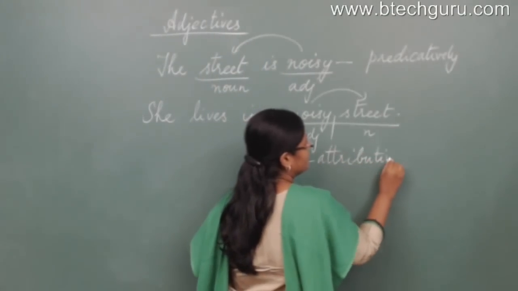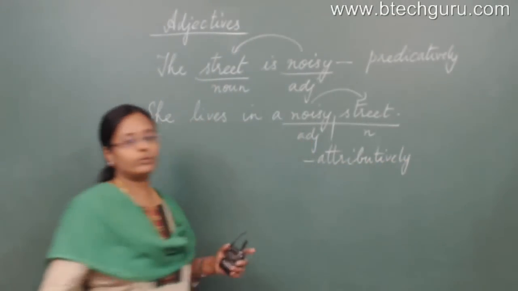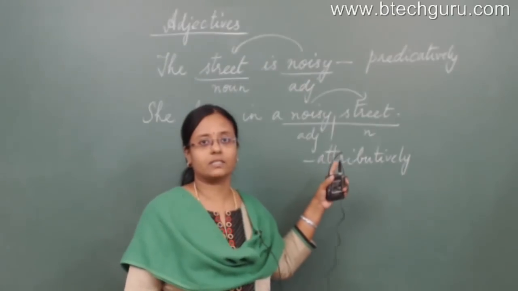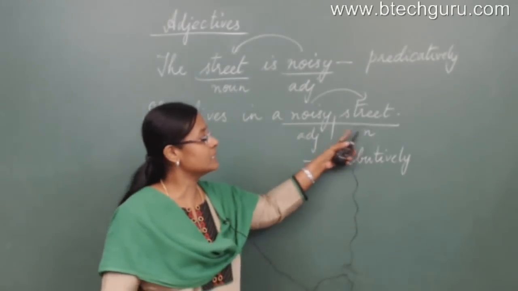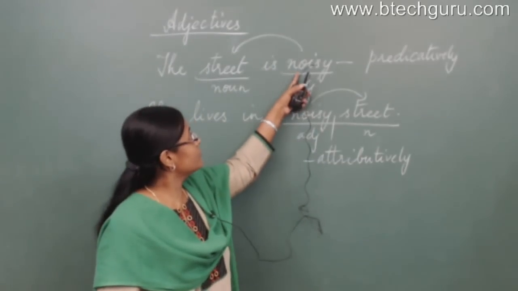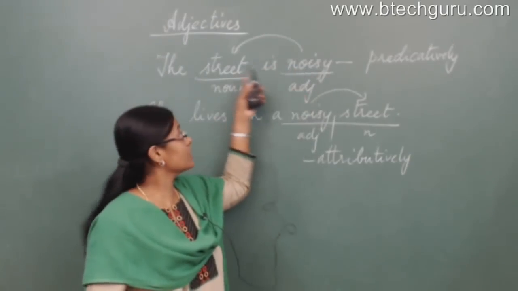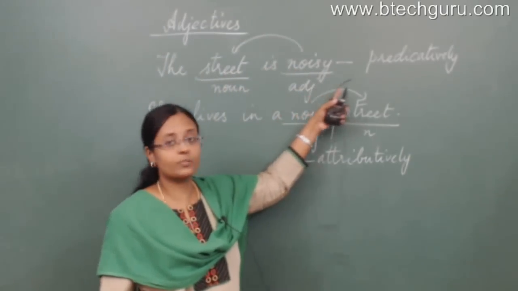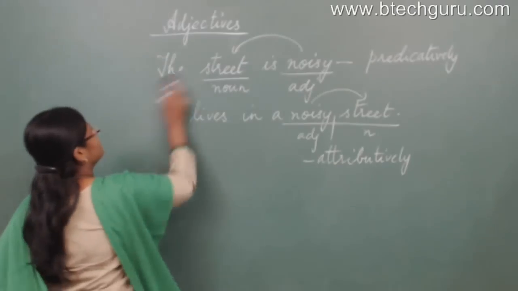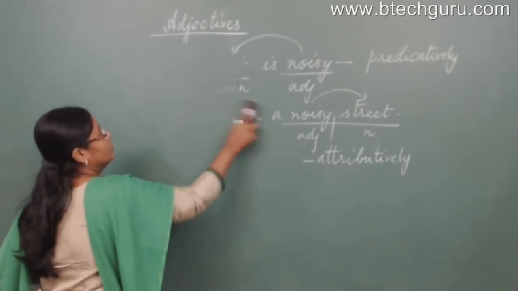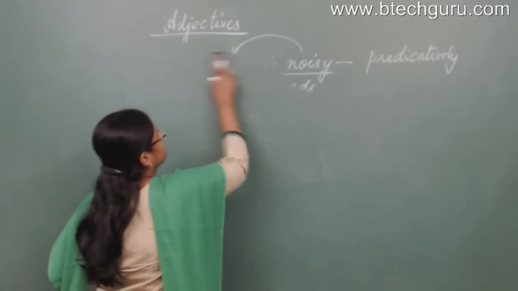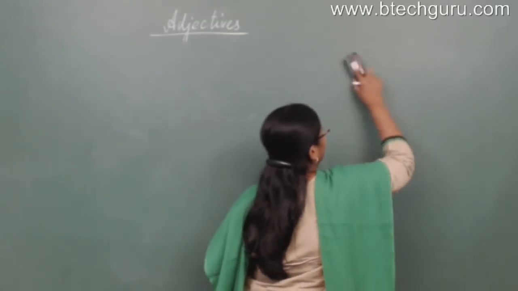According to the position of the adjective in a sentence, we name them attributive adjectives or predicative adjectives. An adjective that precedes the noun is attributively used. An adjective that follows the verb or comes after the noun is used predicatively. We'll go into the kinds of adjectives. Again, depending on the function of an adjective, we classify them into different kinds. There are 8 in all.